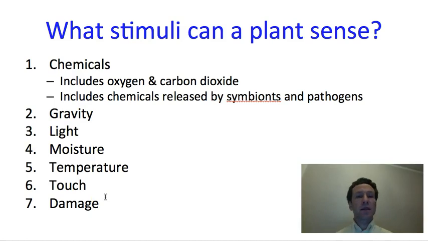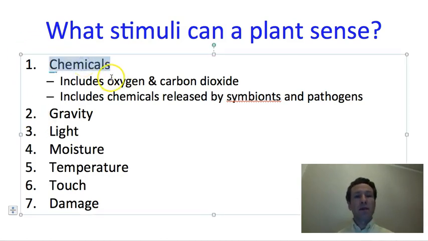So plants can sense a variety of different stimuli. And this is not a complete list, but this does cover most of the categories of what plants can sense. So they can sense a variety of chemicals. This includes oxygen and carbon dioxide in the air, and this is important for a plant deciding whether to continue keeping its stomata open to perform photosynthesis, or whether it's better to close those stomata and stop performing photosynthesis.